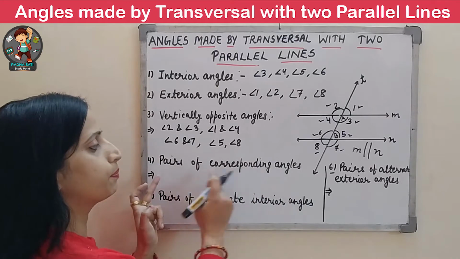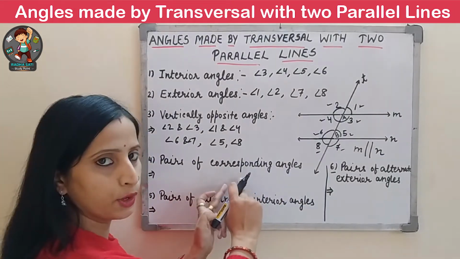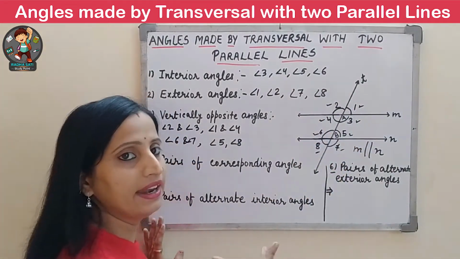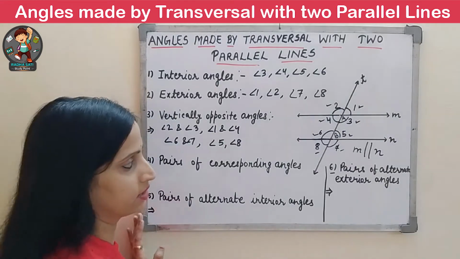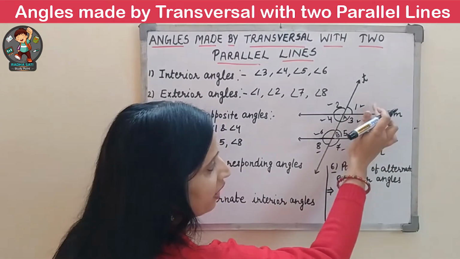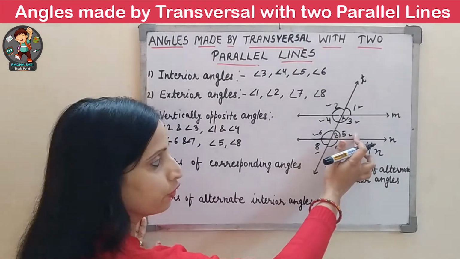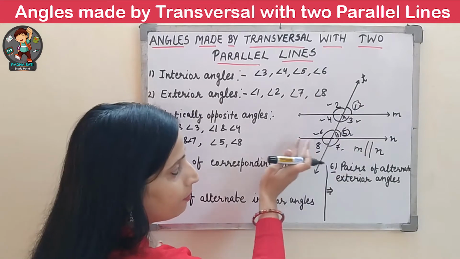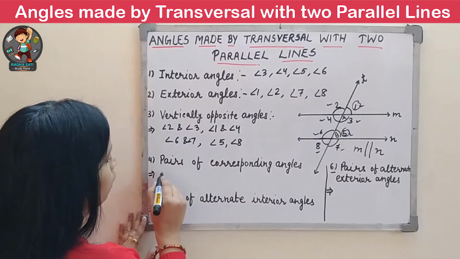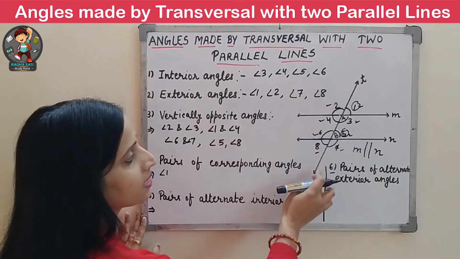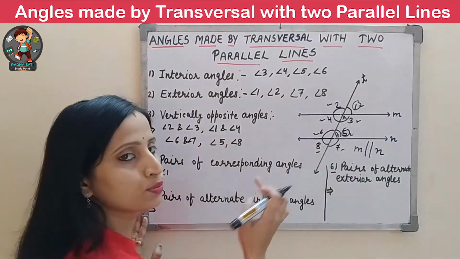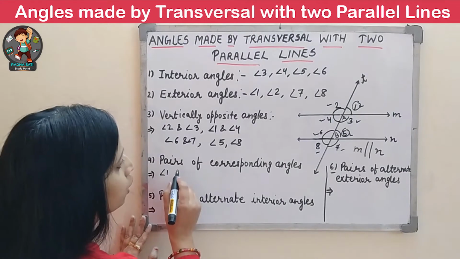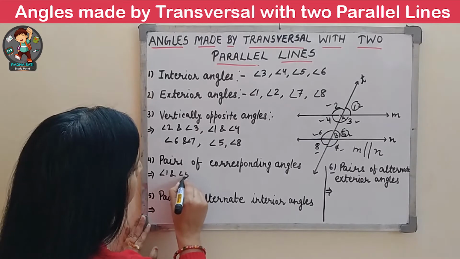Now the fourth type of angles, pairs of corresponding angles. Corresponding angles means angles formed on the same side of the transversal and having the same corresponding positions. For example, angle 1 and angle 5. First pair is angle 1 and angle 5. Both the angles are to the right side of the transversal and above these two parallel lines. When a transversal intersects two parallel lines, the measure of the corresponding angles will always be the same.